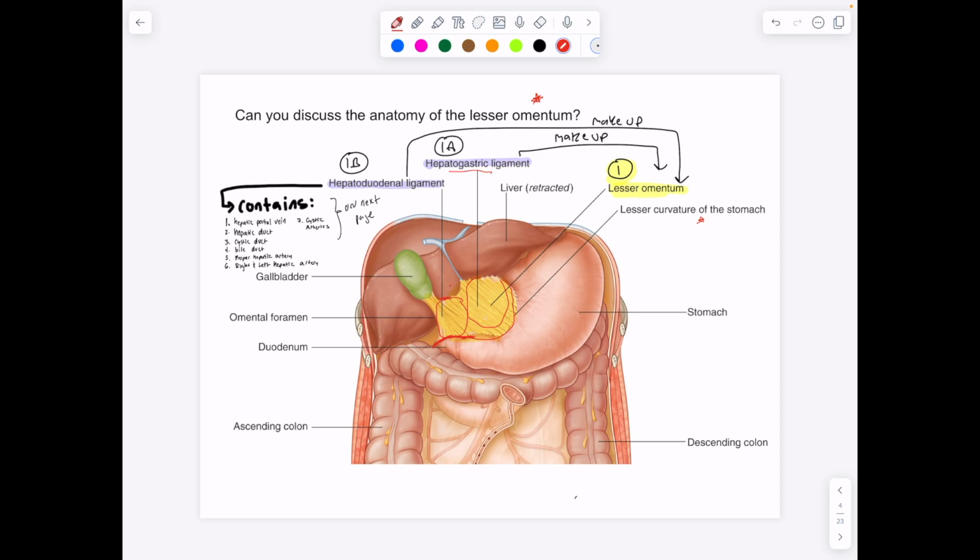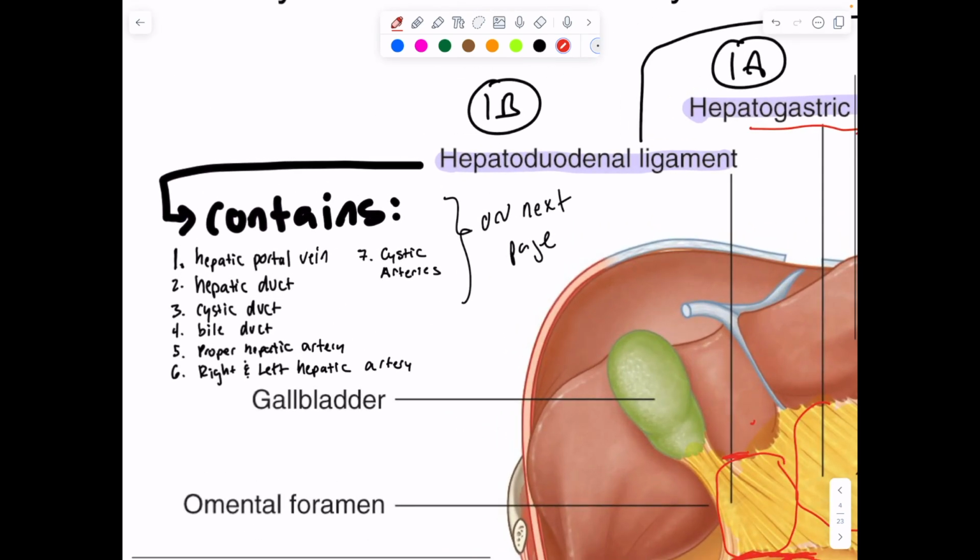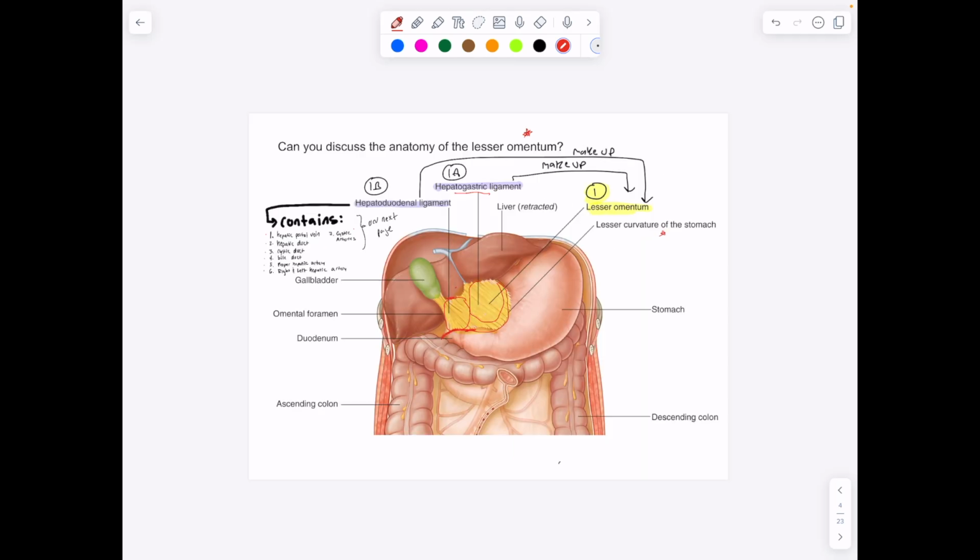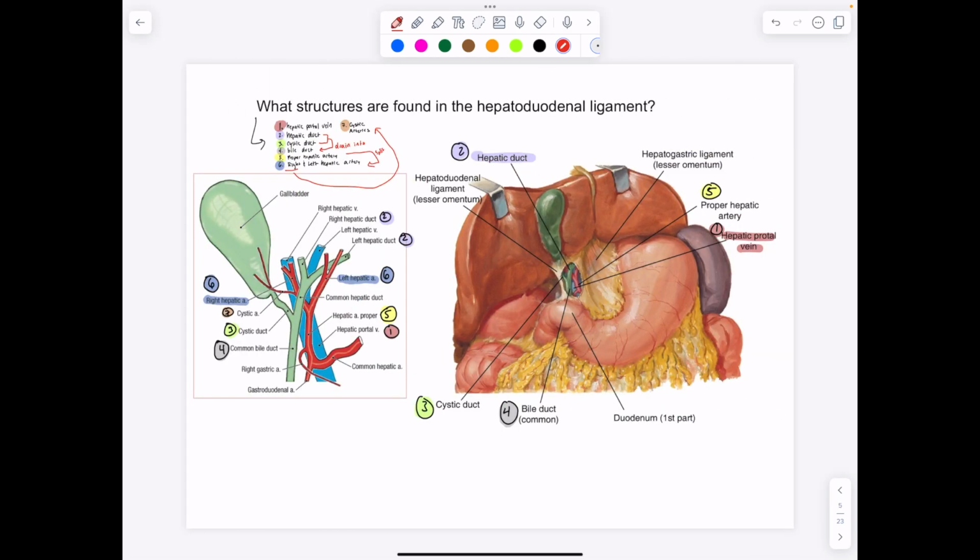But specifically, this structure is going to contain a lot of what we're going to be looking at today: the hepatic portal vein, the hepatic duct, cystic duct, bile duct, proper hepatic artery, right and left hepatic artery, and cystic arteries. We're going to go over all this in just a second. So what structures are found in this hepatoduodenal ligament that makes up the lesser omentum?